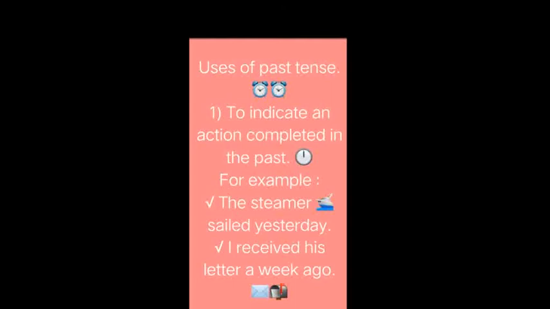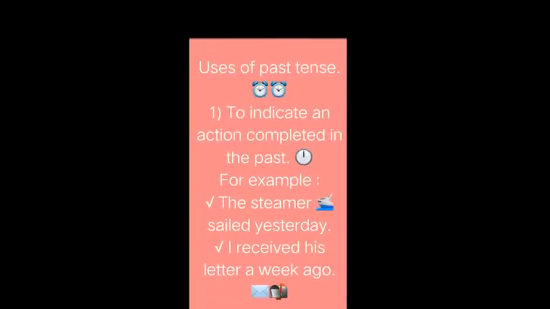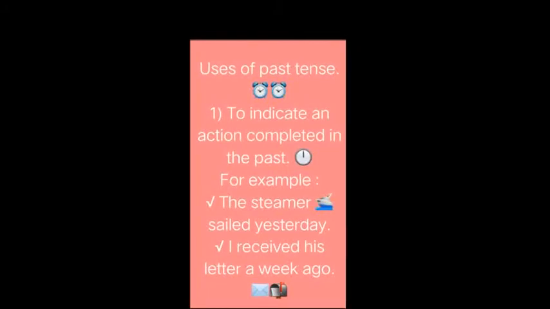Past tense is used to indicate an action that was completed in the past. For example, the first one: the steamer sailed yesterday. So what happened yesterday? The steamer sailed away yesterday. Can you see the ed or d that is written at the end of the verb sail?